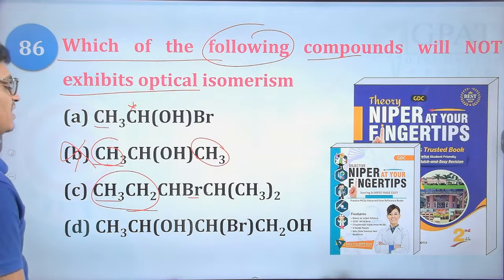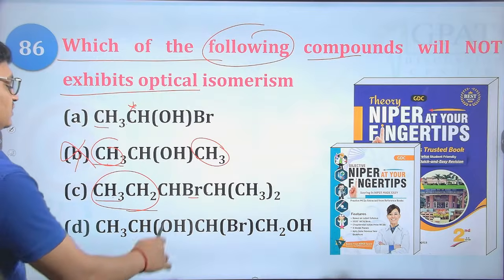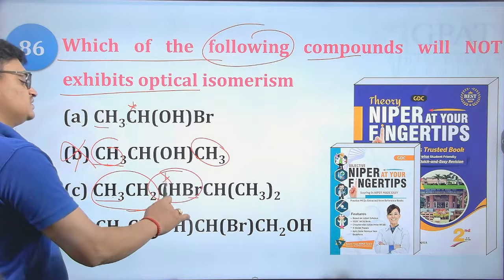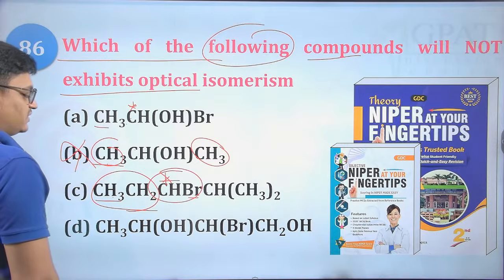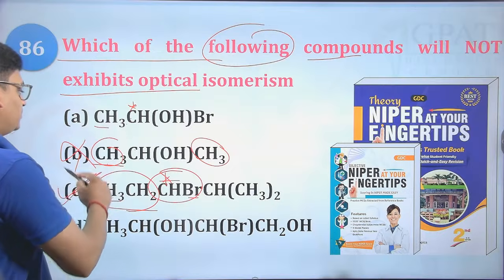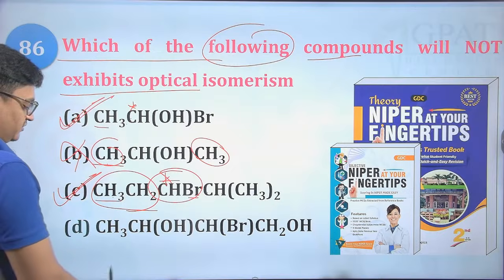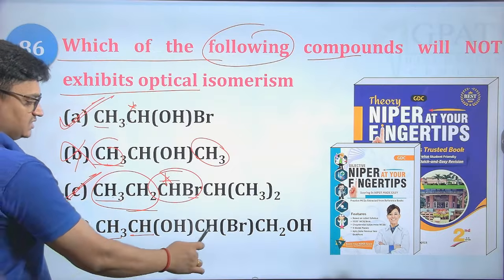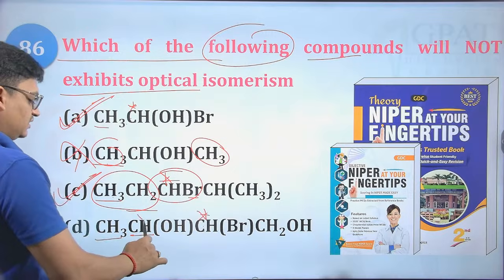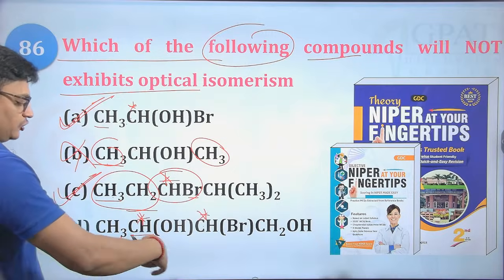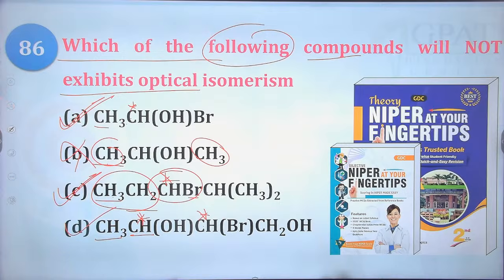So this will be having what? This will be having 1 chiral carbon, that is this one. This one is a chiral carbon. So this also shows optical activity. CH3, CHOH, CHBr. This is the chiral carbon. Here we are having 2 chiral carbons. This will also be optically active.